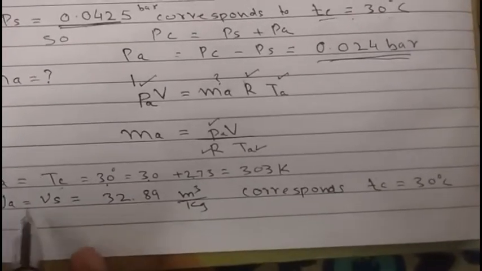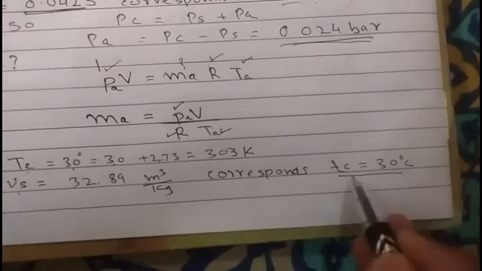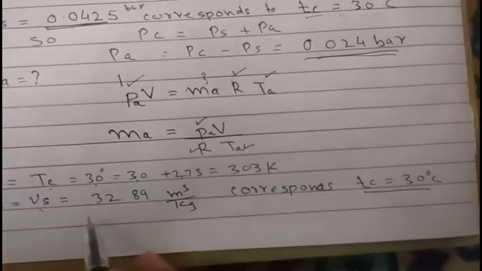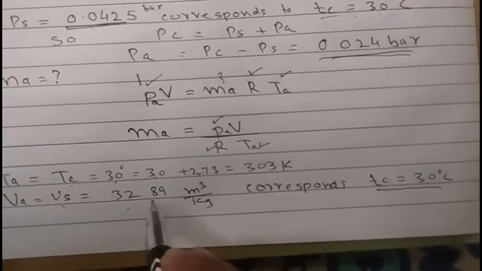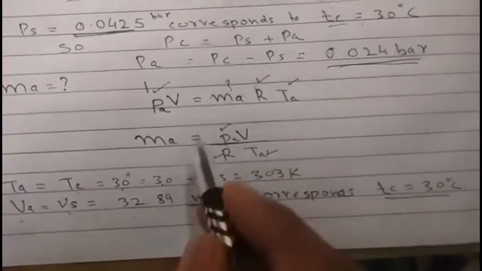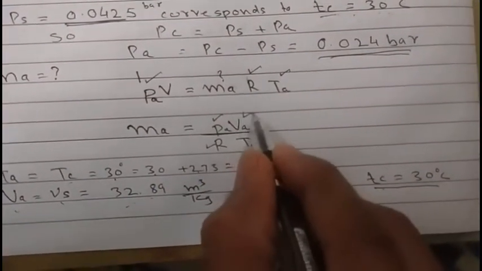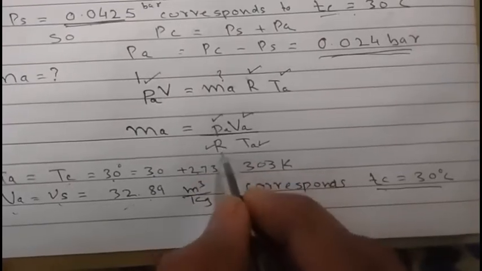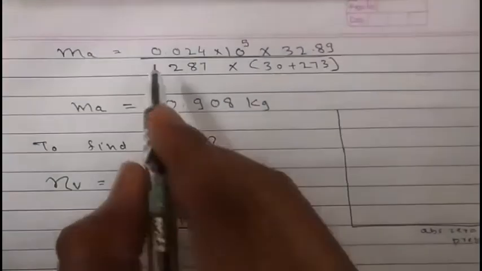How to determine the specific volume of the steam? Corresponding to 30 degree centigrade, you can determine the specific volume of the steam, which is given as 32.89 and which is equal to the specific volume of the air. Okay, so we will put it in this equation. Now we also know the VA, PA, R and TA. So from this you can determine the MA.